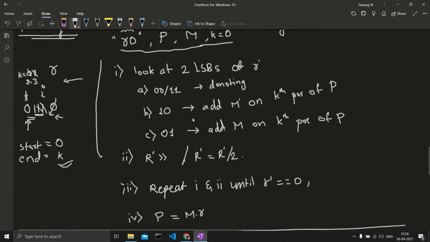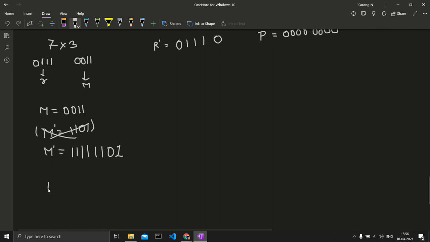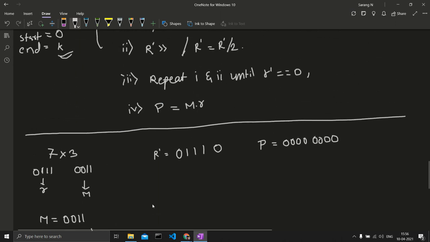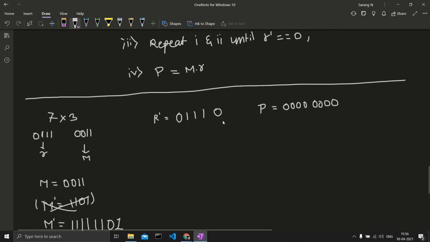So next pre-computation would be k. We'll make k as 0. Okay. So now start with our algorithm. Look at two least significant bits of R dash. Two least significant bits would be these two, right?